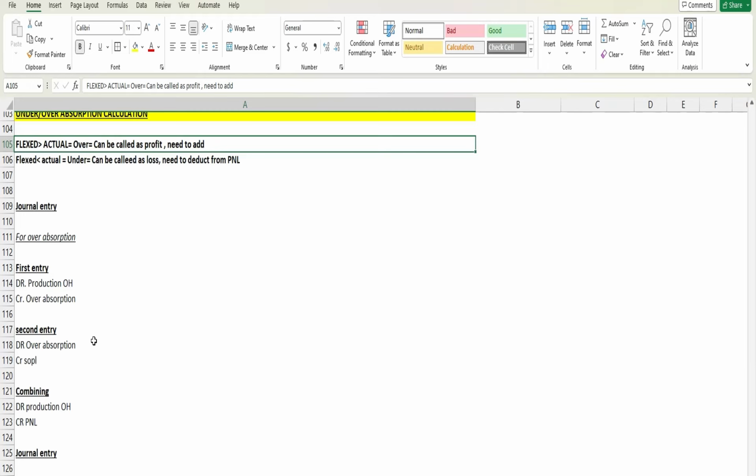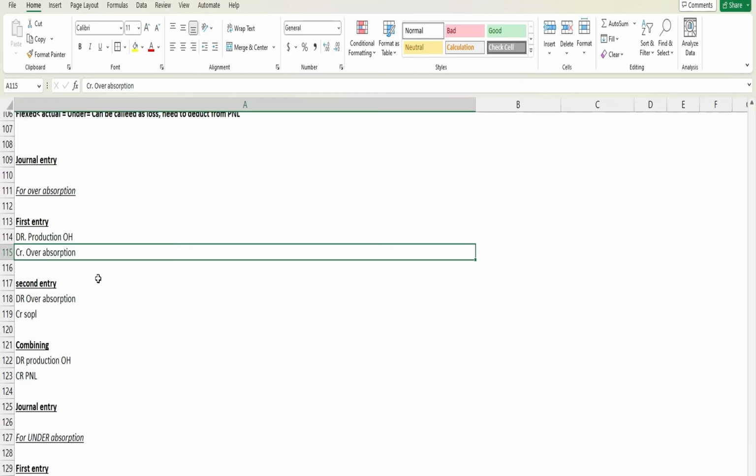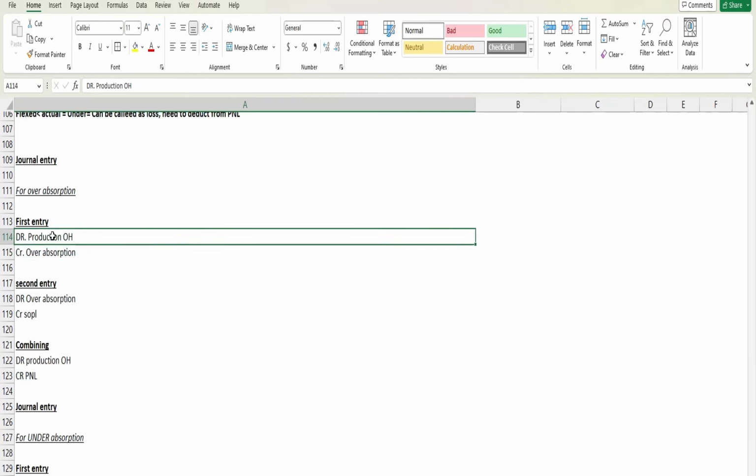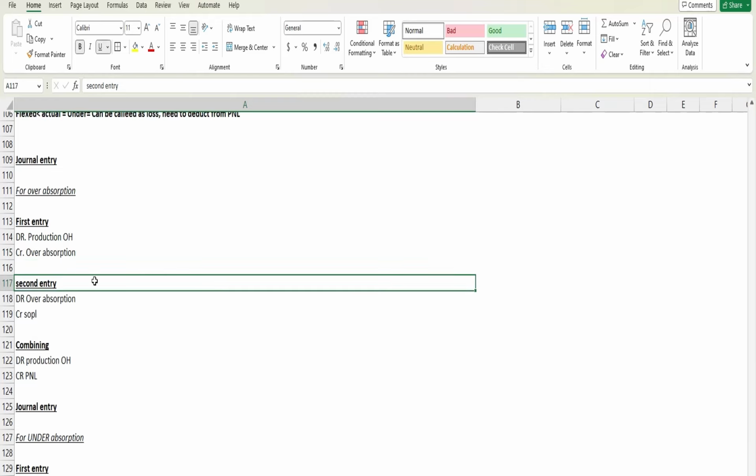So what's the first entry that we pass? We debit the production overhead charged to production, and we credit overhead absorption. Basically, this will reduce the overhead cost that was overcharged to production. It corrects the accounting record by lowering the overhead cost in the production account. And crediting the overhead absorption records that the overhead charged was more than what was required, representing the excess overhead in the records.